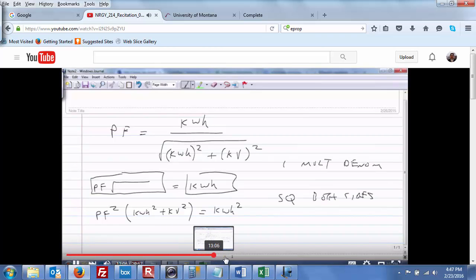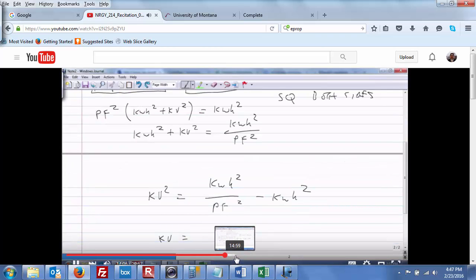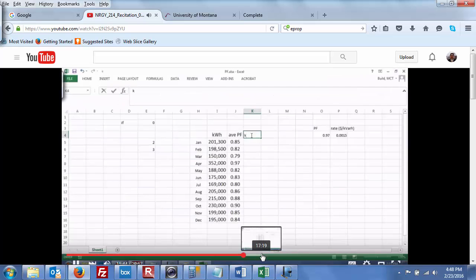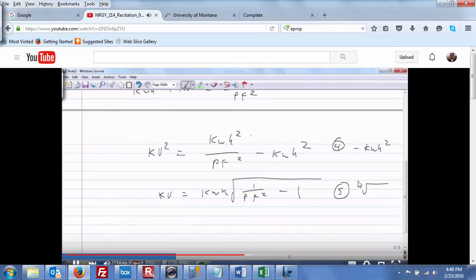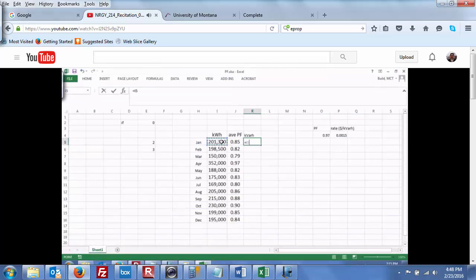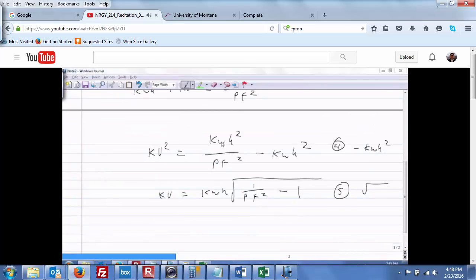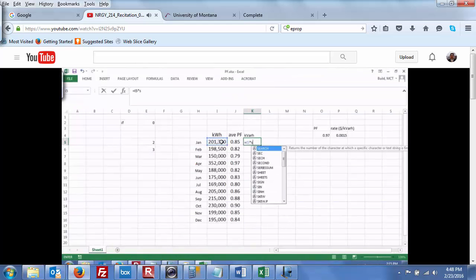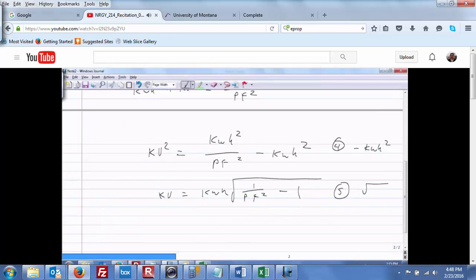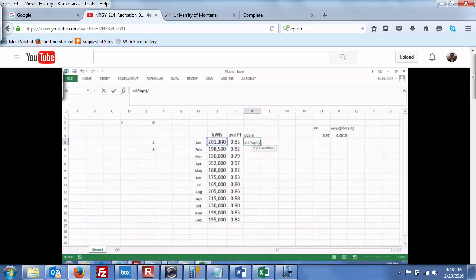So what I just did, and here's where you can do some simplification. There's the fast version. It's just algebra. Kilowatt hours divided by nothing. KVARH equals kilowatt hours times SQRT, open paren, 1 divided by power factor times power factor.